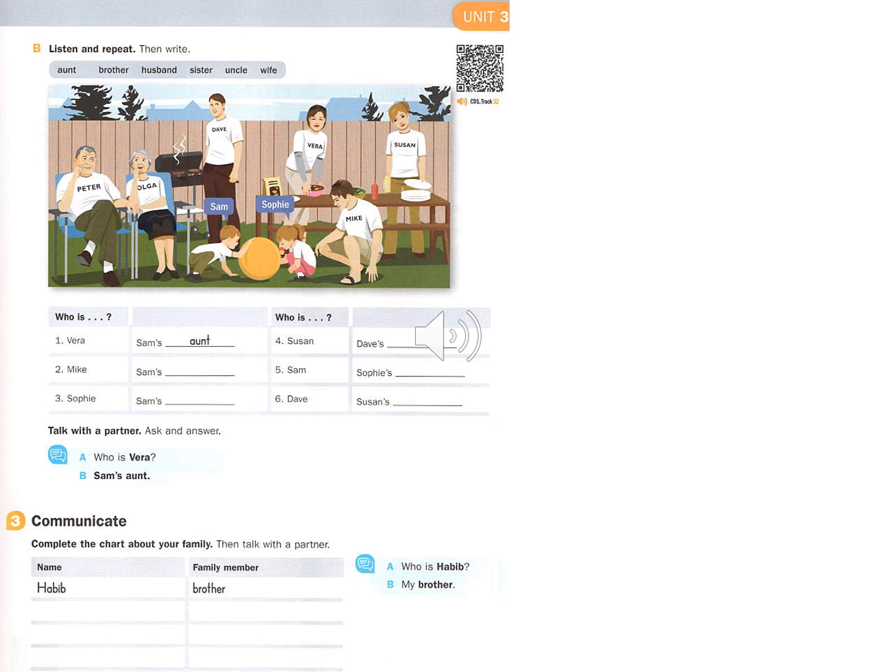Now remember, this is for you. You write down the names of your sisters, the names of your brothers, and tell us if they're your sister or your brother.